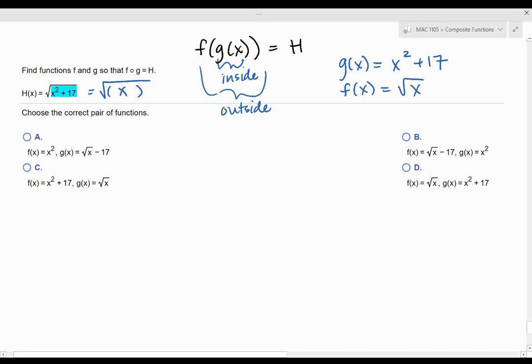Once again, we look at our choices. Our g of x should be x squared plus 17, so these two are out. C and D have the same functions, but we have to put g of x with the right function and f of x with the right function. C has them in the wrong order, so D is our answer. If it helps you, think about these functions as inside and outside, and only look at it for face value. Do not make these problems more complicated than they need to be. I hope this helps.